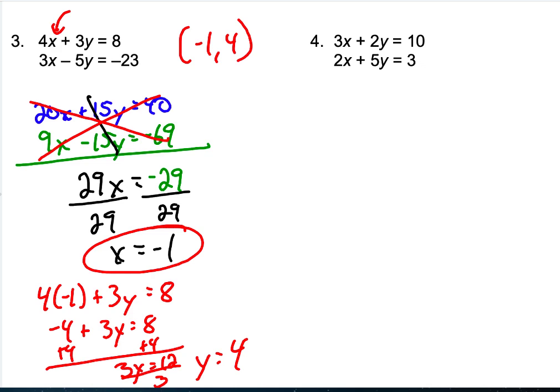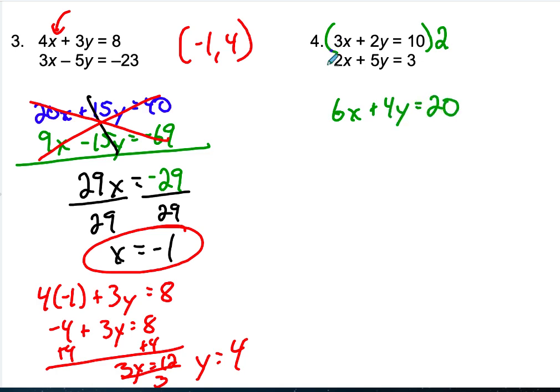All right, last one. 3x plus 2y equals 10. 2x plus 5y equals 3. So in this case, neither the x's or the y's have opposite signs. So I'm going to have to change one of them to a negative. So it doesn't matter which one I tackle. So this time I'm going to tackle the x's. I'm going to multiply this row times 2. That gives me 6x plus 4y equals 20.